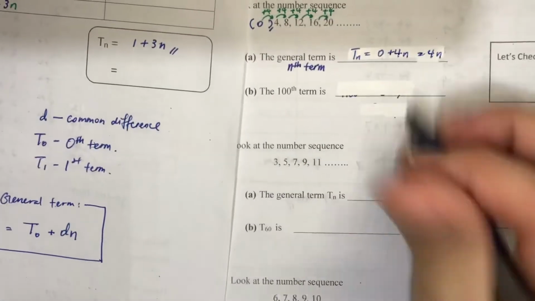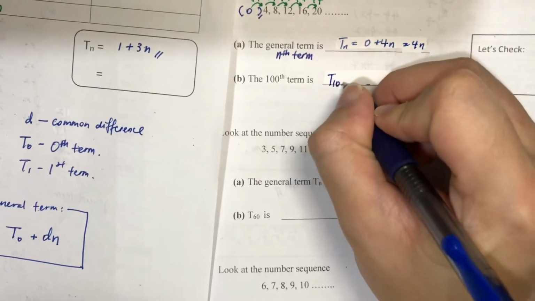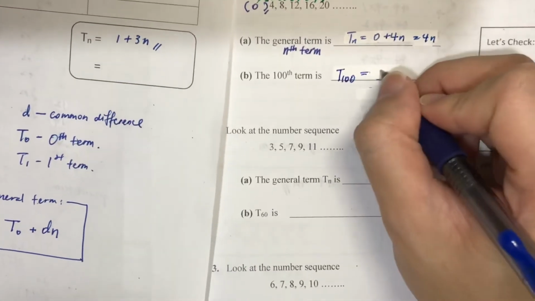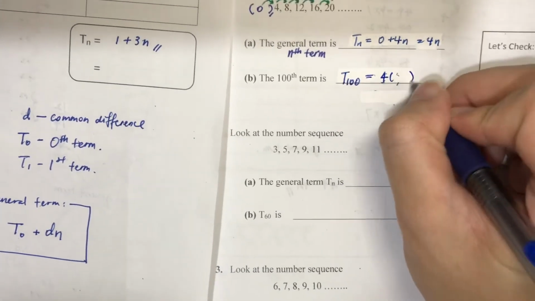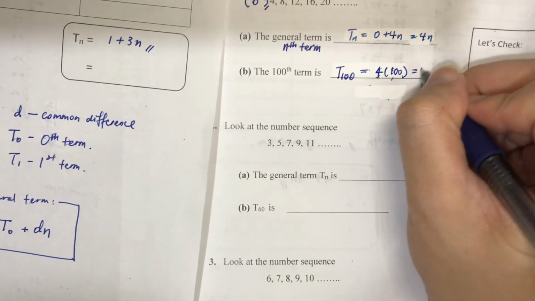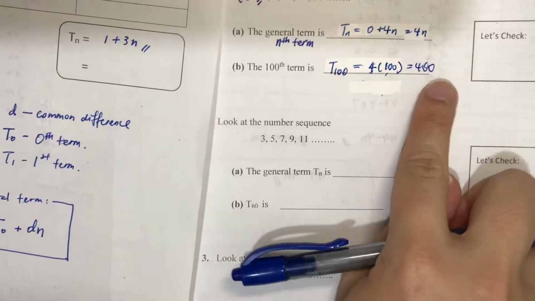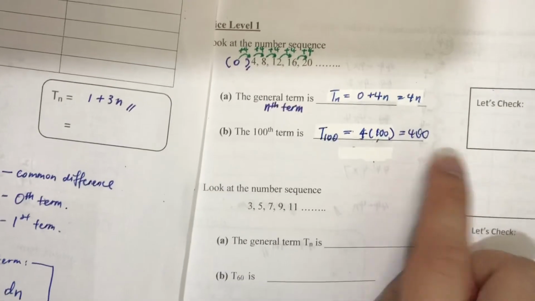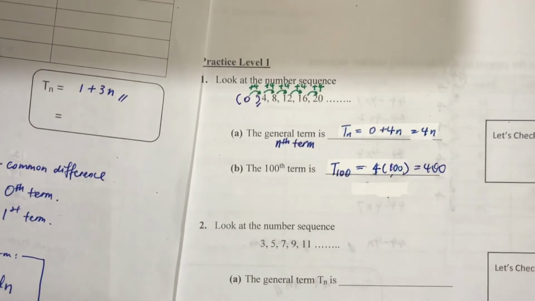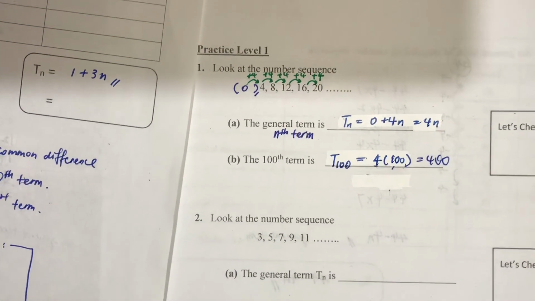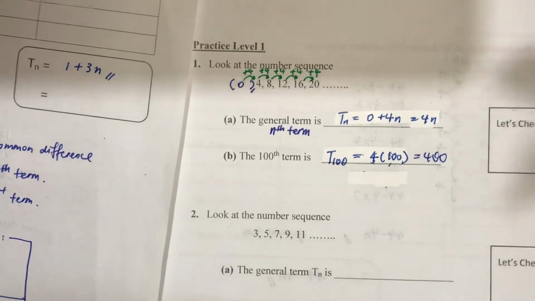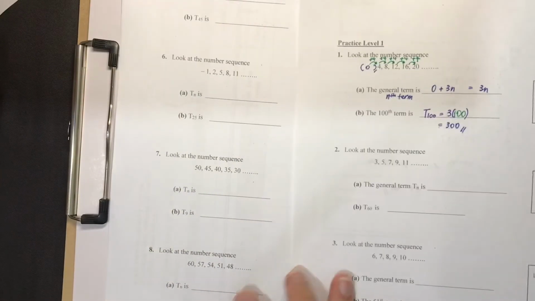Right, then the 100th term, we're actually looking for T100. So T100 is equal to 4 times 100 over here. So the answer is 400. Okay, 400. So this is for question 1. Right, question 2, 3, 4, and so on, you can try later. Okay, the rest you can try.